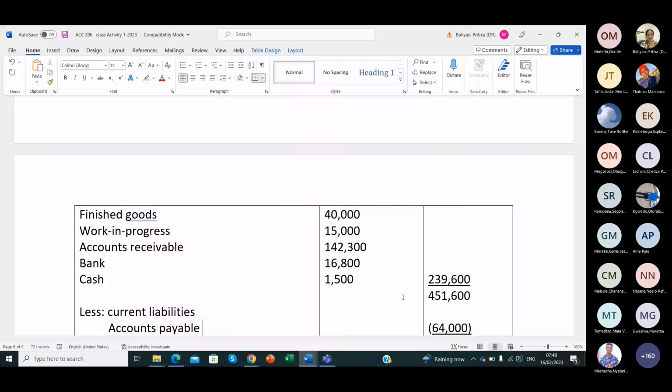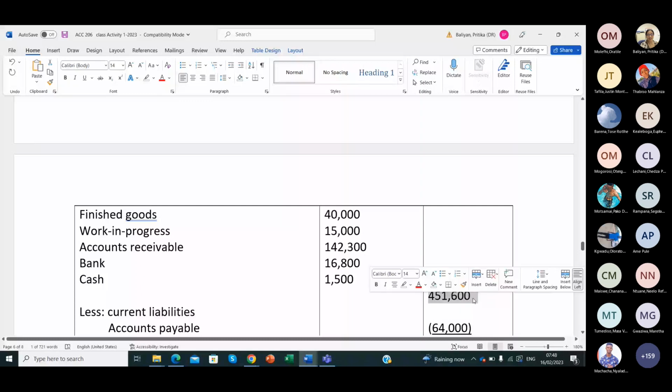All right, so we list all the current assets the business has. The closing inventory, which is in the form of raw material, finished goods, and work in progress. So we list them separately. Then account receivable. If they also have some prepaids or outstanding receivable, you will write them and write their total, then add with the 451,600, which is the total of non-current assets and the current assets.